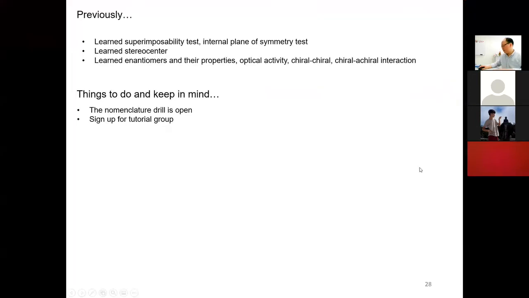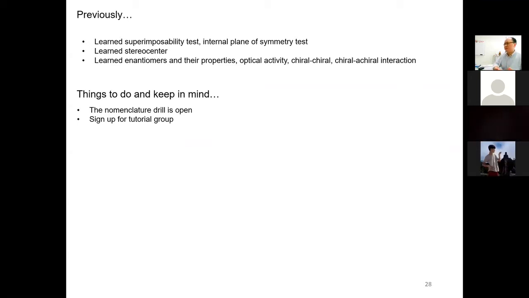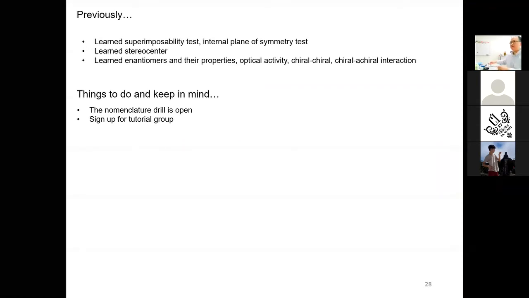Last time we started chapter 4, and in the short lecture we studied the superimposable test, which is basically used to see whether two objects are the same. We also learned about the internal plane of symmetry, which we can use as a criterion to determine whether an object is chiral or not. And then we learned the concept of stereocenters. Basically, it's a carbon or atom that is connected to four different substituents.